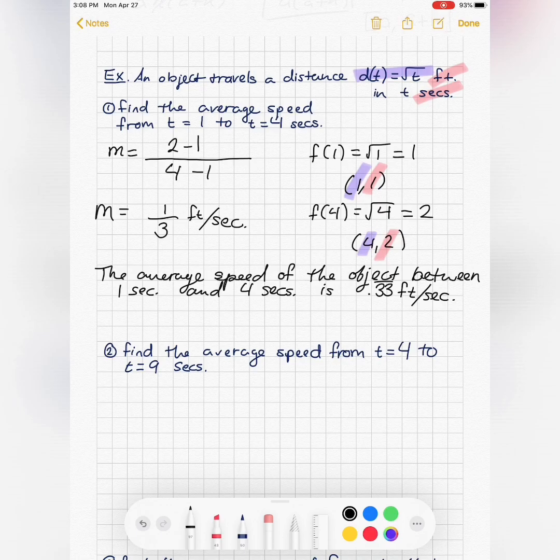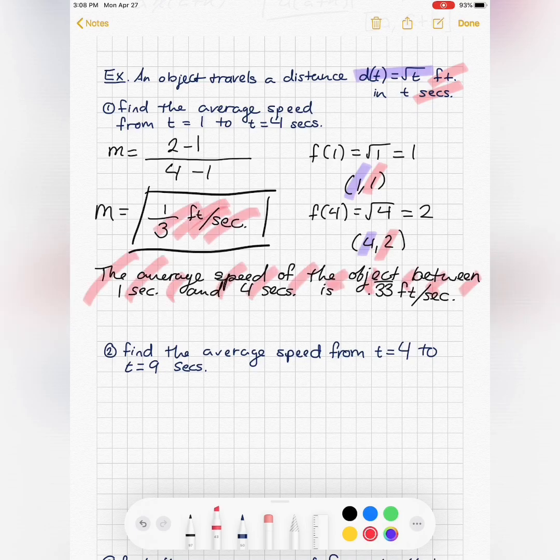Okay, so here's another part. It's the same thing. That's part of my answer then. Find the average speed from 4 to 9 seconds. Okay. So f of 4 we already found, didn't we? So let me write that point. That was (4, 2).